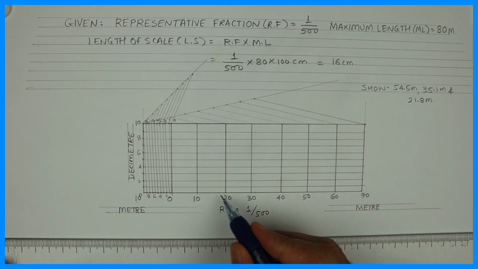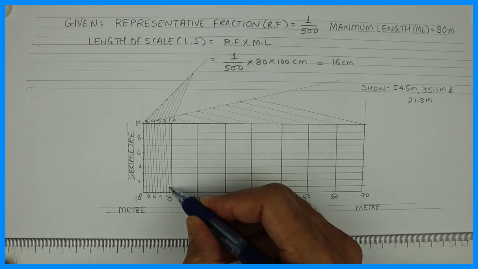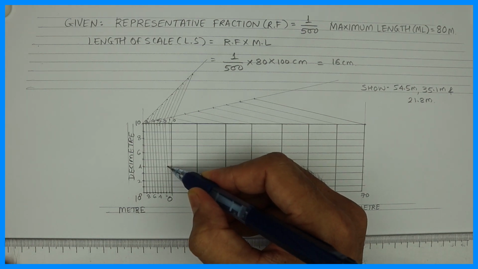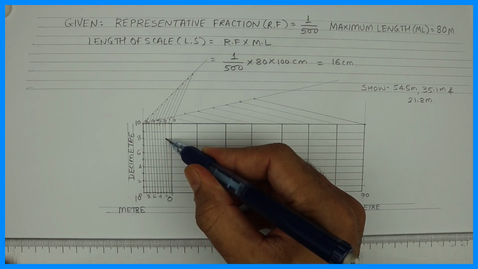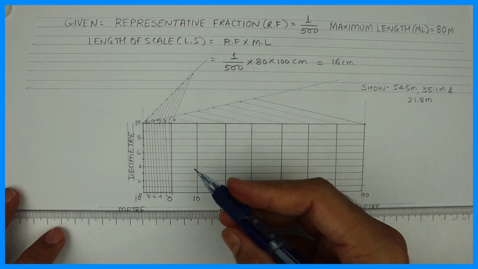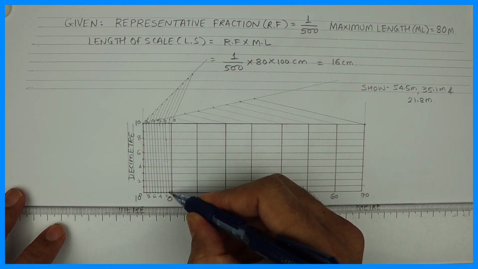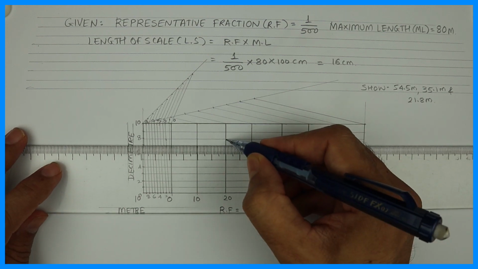So 21.8. So 20 plus 1. And on that line you go 8 up. 4, 5, 6, 7, 8. See this, 21.8.